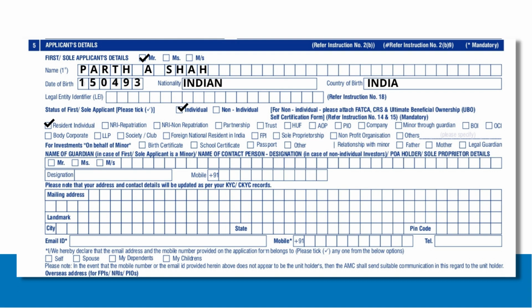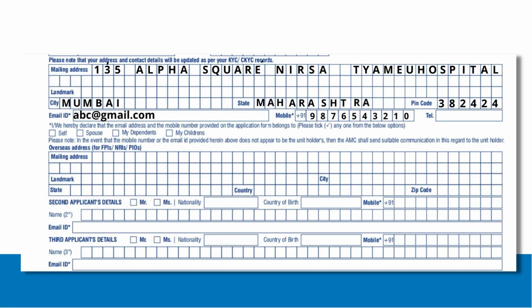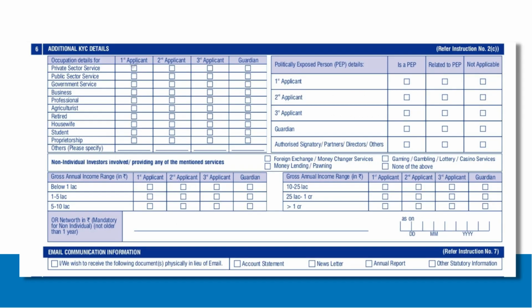Under the fifth section, that is the applicant details, accordingly tick the prefix for the name and fill in the full name, date of birth, nationality, and country of birth. Kindly tick on the status of first/sole applicant and status of the applicant below. If the sole/first applicant is a minor, then the document proof mentioned in the form needs to be submitted and guardian details need to be filled. You then need to fill in the mailing address, city, state, and PIN code in the given space. You also need to fill in the email ID and mobile number.